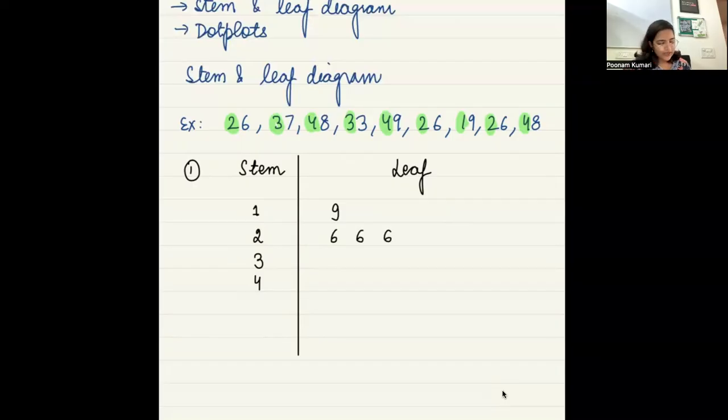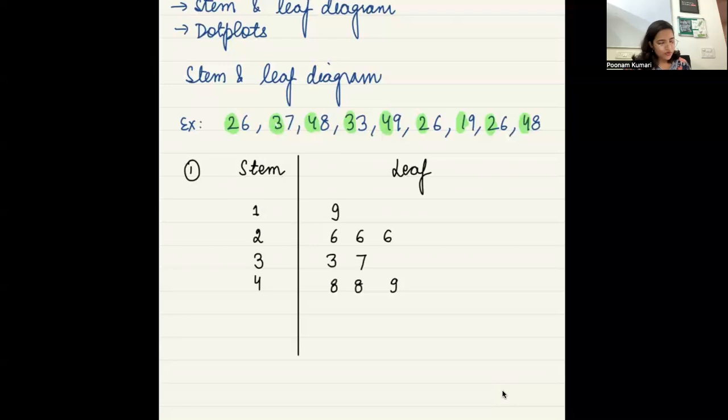Okay, now after that, in front of 3, whatever I have, so I have 37, 33, and that's all. So here also you will write the numbers in ascending order. So you will write it like this: 3 and 7. And in front of 4, what do you have? 48, 49, and 48. So I have 8 two times, and then I have 9. So what you can do is you can make it like this: 8 and 8 and 9. This is your stem and leaf diagram.